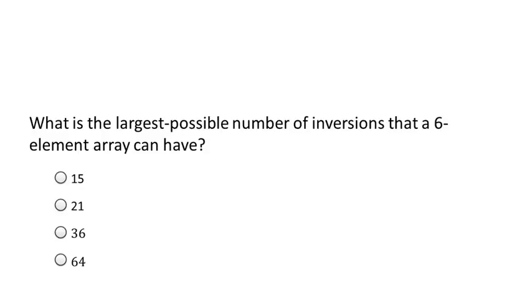So the answer to this question is the first one, 15, or in general, in an n-element array, the largest number of inversions is n choose 2. Also known as n times n minus 1 over 2, which again in the case of a 6-element array is going to evaluate to 15. The reason is the worst case is when the array is in backwards order, reverse sorted order, and then every single pair of array indices is inverted, and so the number of indices i, j with i less than j is precisely n choose 2.